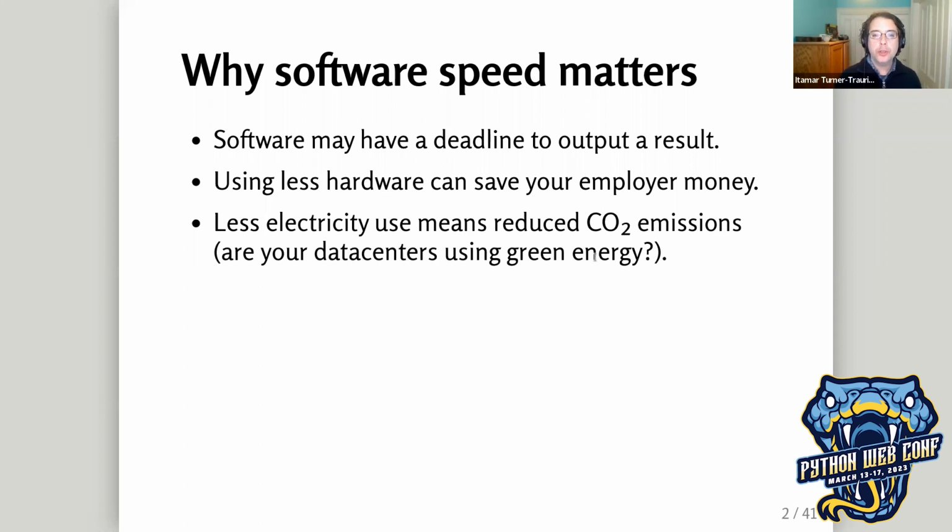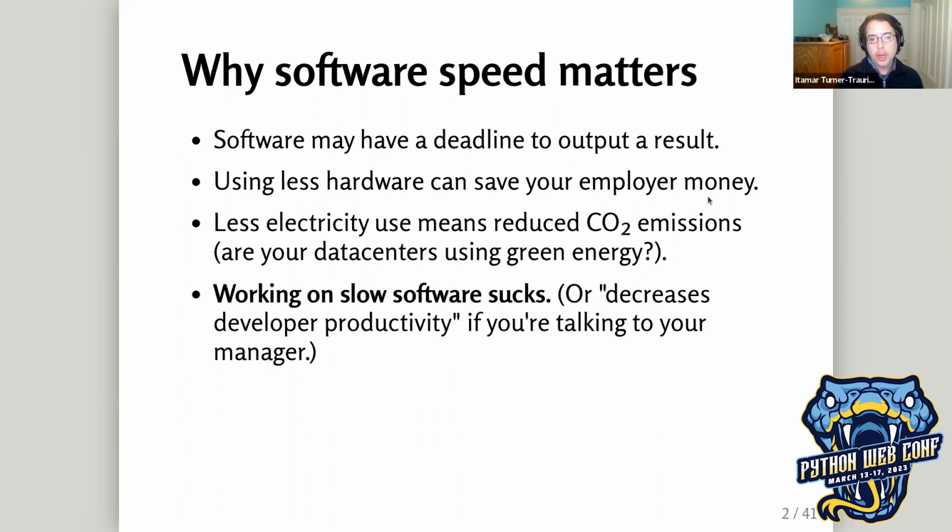Reducing electricity use means reduced carbon emissions. You can also check if your data center is using green energy. But insofar as energy is fungible, in general, reducing energy use is a positive thing. And finally, and most selfishly, working on slow software is not fun. If you're talking to your manager, you can talk about developer productivity, but really it's not a fun experience to develop and improve slow software.